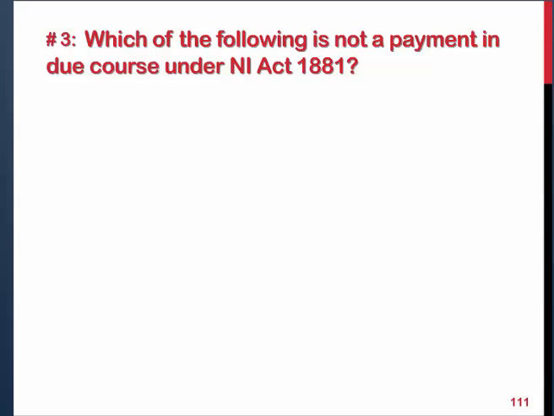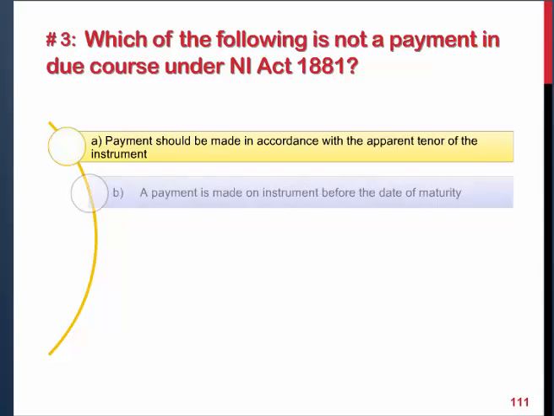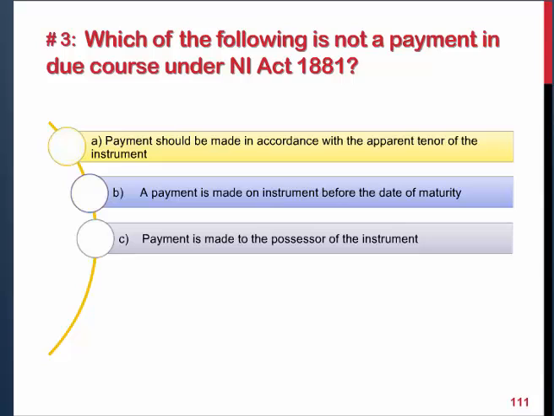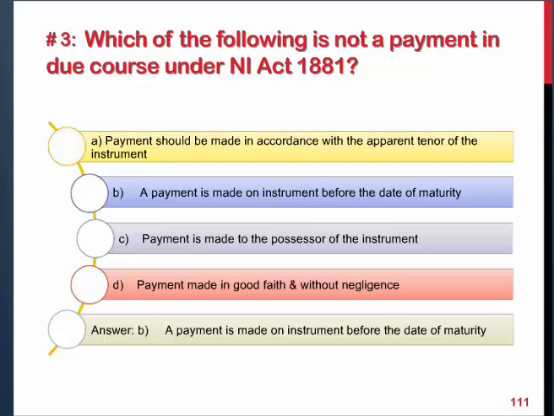Question 3. Which of the following is not a payment in due course under the Negotiable Instruments Act 1881? A. Payment should be made in accordance with the apparent tenor of the instrument. B. A payment is made on the instrument before the date of maturity. C. Payment is made to the possessor of the instrument. And D. Payment made in good faith and without negligence. The correct answer is option B. A payment is made on the instrument before the date of maturity. The instrument should be payable either at maturity or after maturity. An instrument paid before maturity is not a payment in due course.